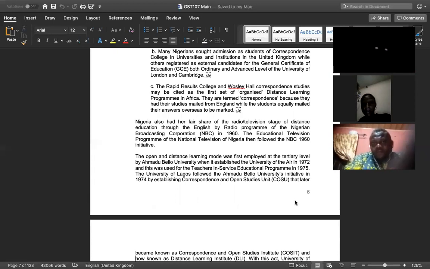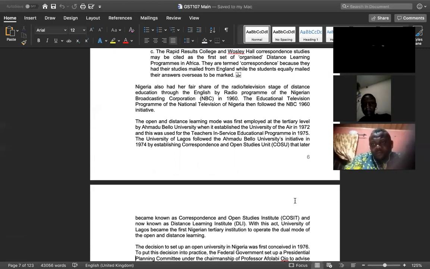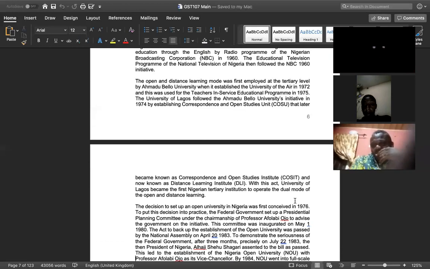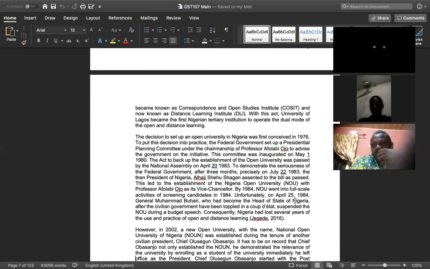Until we started what we now call conventional distance learning, where universities that are doing the normal thing will have study centers outside. They call it distance learning, which was started by Ahmadu Bello University when they had training for teachers in Kafanchan back in 1975. Then University of Lagos followed when they established the Correspondence and Open Studies Unit, which today is known as the Distance Learning Institute of the University of Lagos.